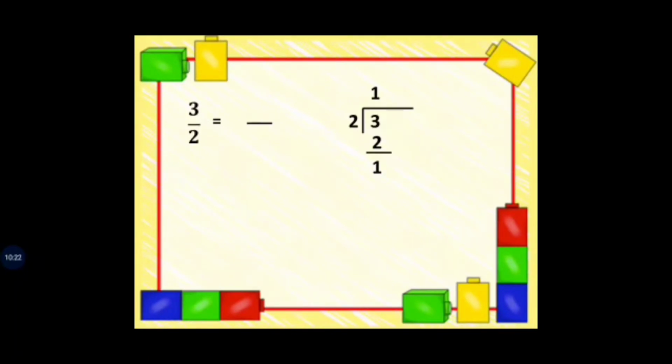So tapos na natin na i-divide. And after that, si quotient ay ilalagay po natin as a whole number. Then, ang remainder naman ay gawin natin na numerator. Then, after that, si divisor naman ay gawin nating denominator. Tapos na. 3 halves now is changed to 1 and 1 half. So, 1 half now is in the lowest term kasi yung numerator ay 1. Therefore, 1 and 1 half is the final answer.